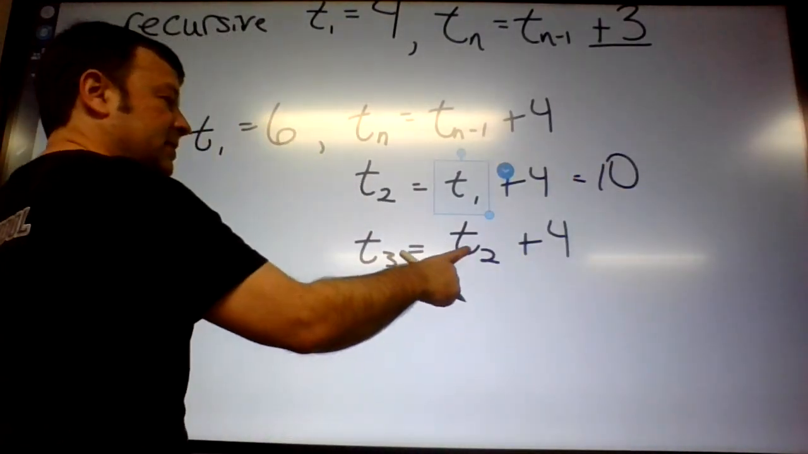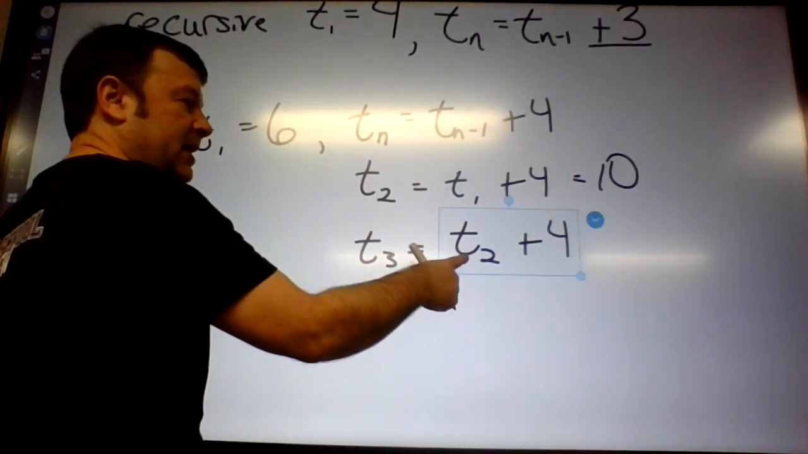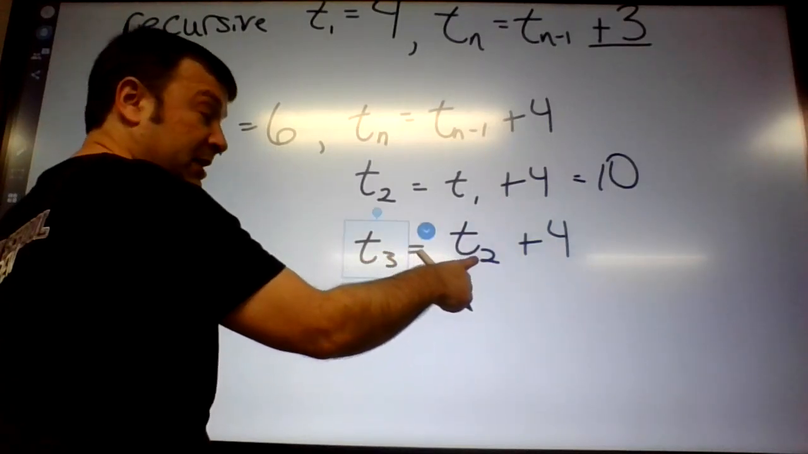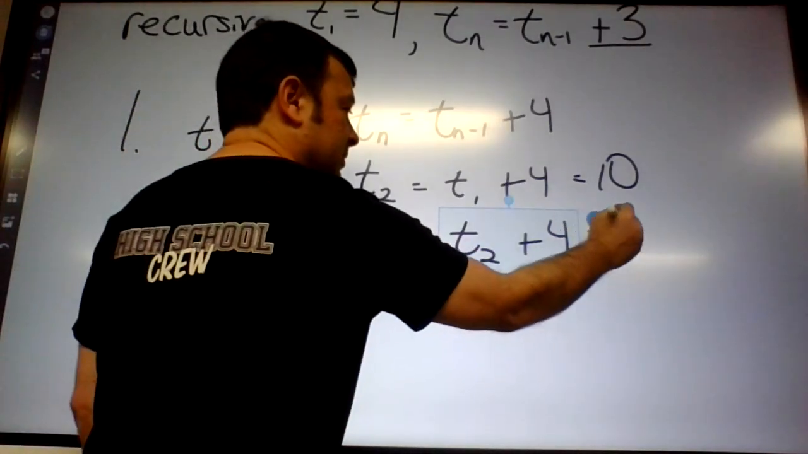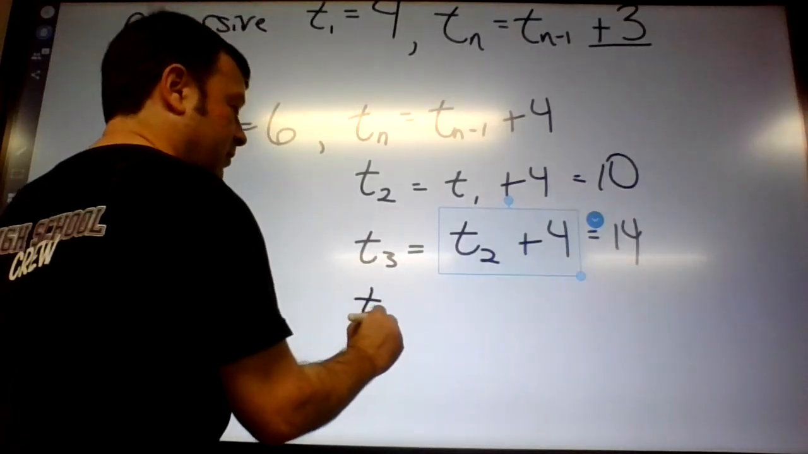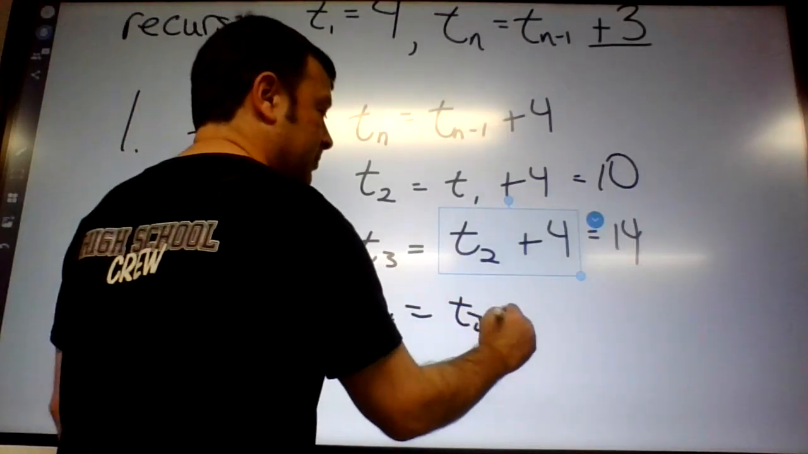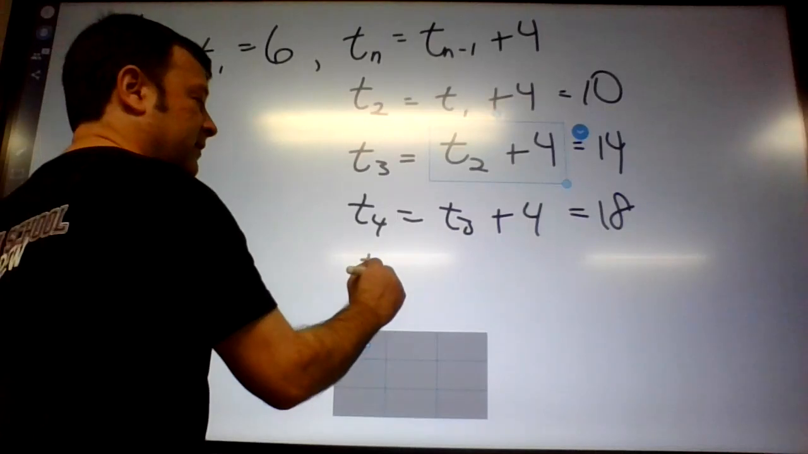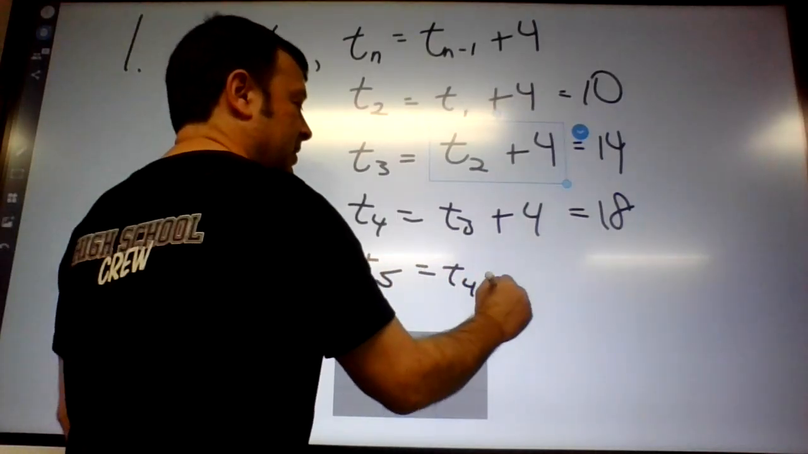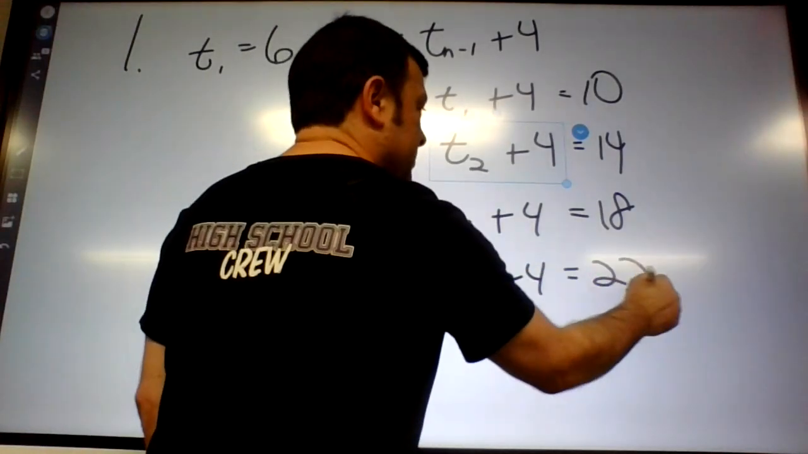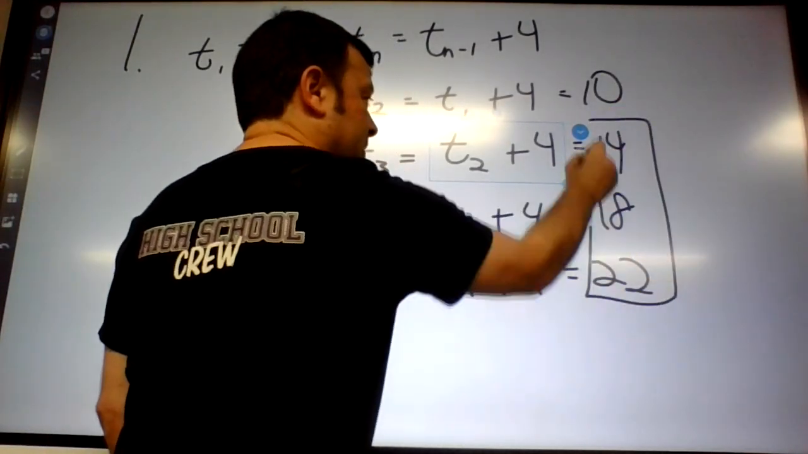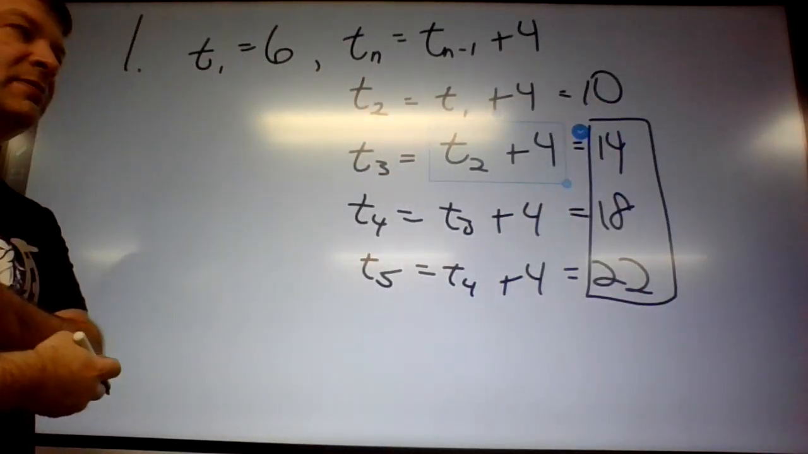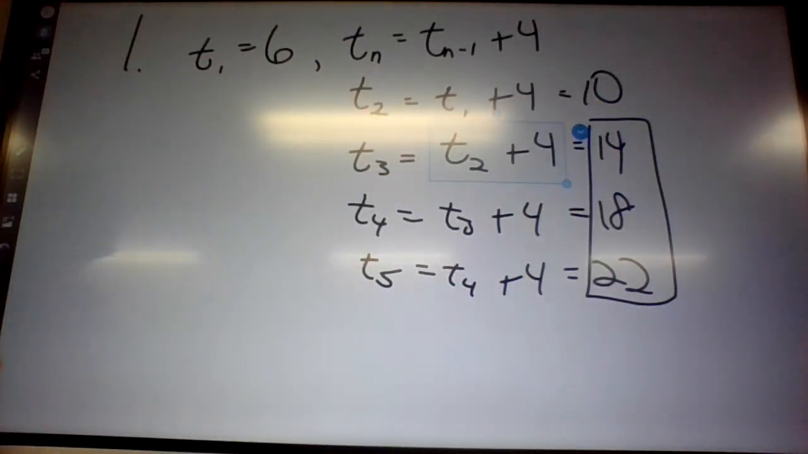Okay. I don't know that you need to write all this, but the third term is going to be the second term, 10 plus 4. The fourth term is going to be the third term plus 4. And the fifth term is going to be the fourth term plus 4. So the answer is only the third, fourth, and fifth terms. They didn't really ask for the second term.